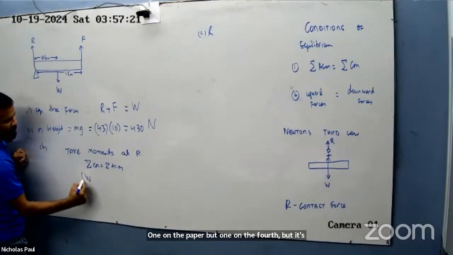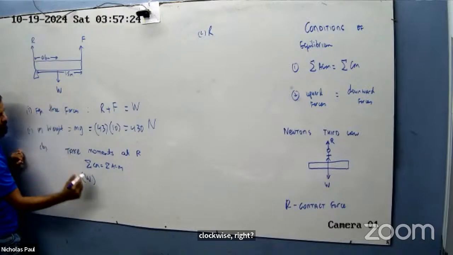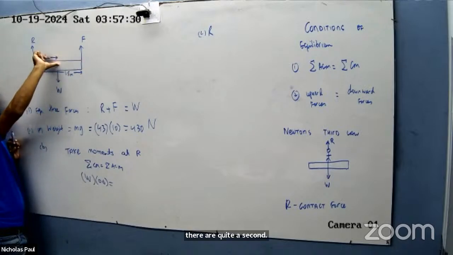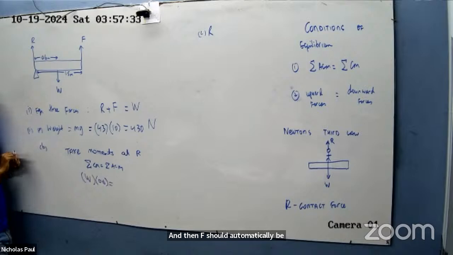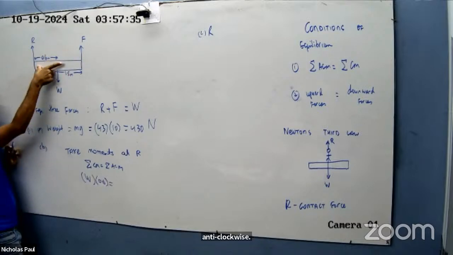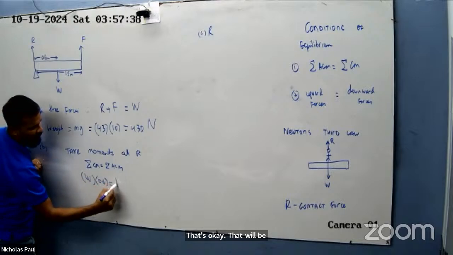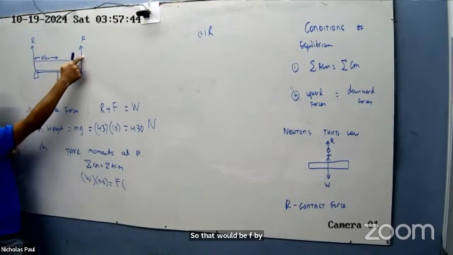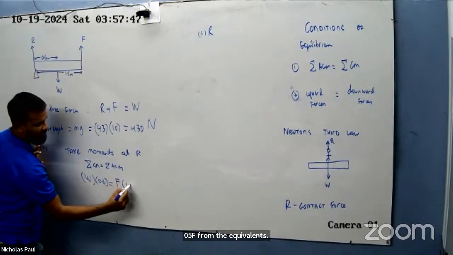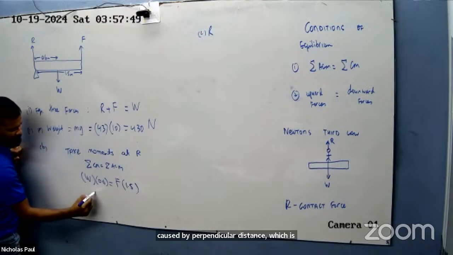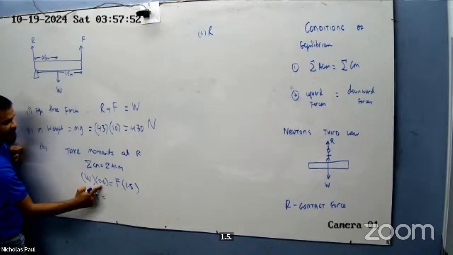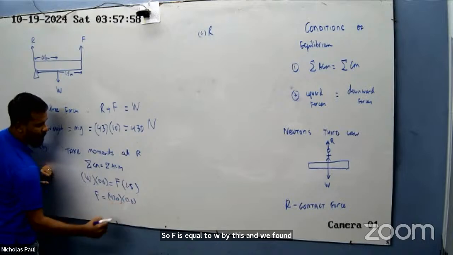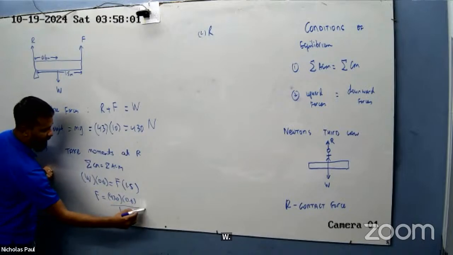And how far is W from the pivot? 0.6. And then F should automatically be anti-clockwise, right? So that'll be F by, how far is F from the pivot? Force by perpendicular distance, which is 1.5. So F is equal to W by this, and we found W: W by 0.6 all over 1.5.